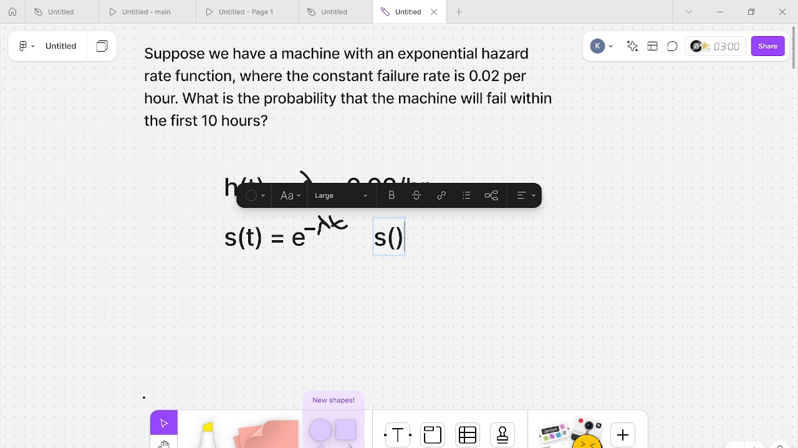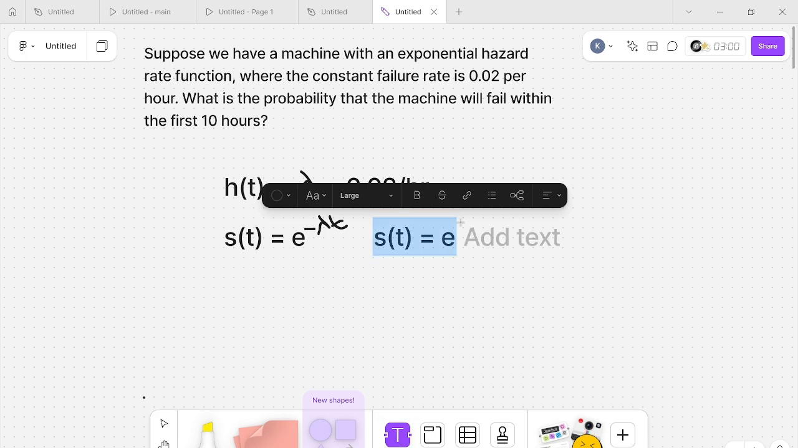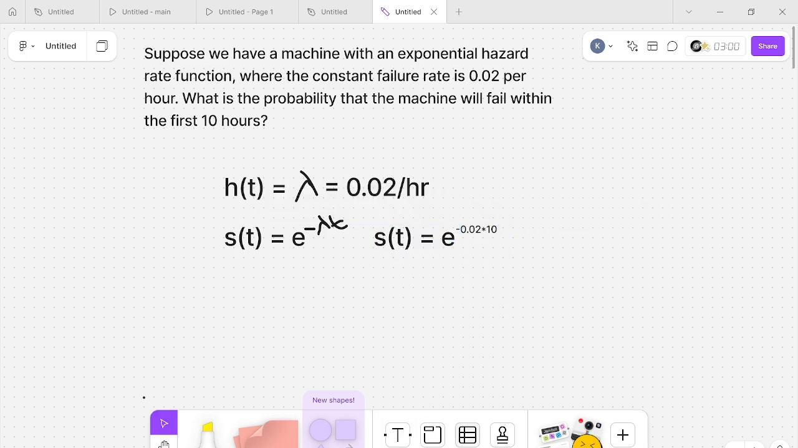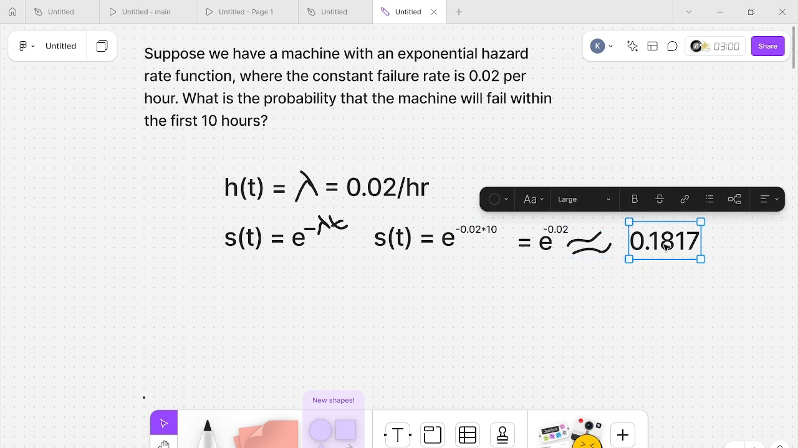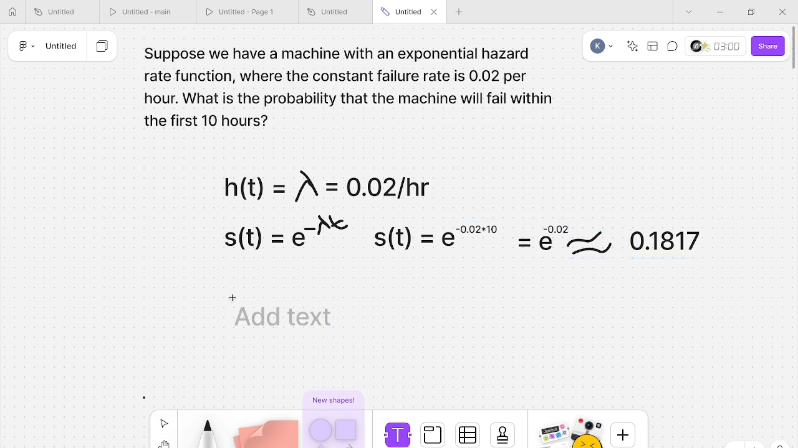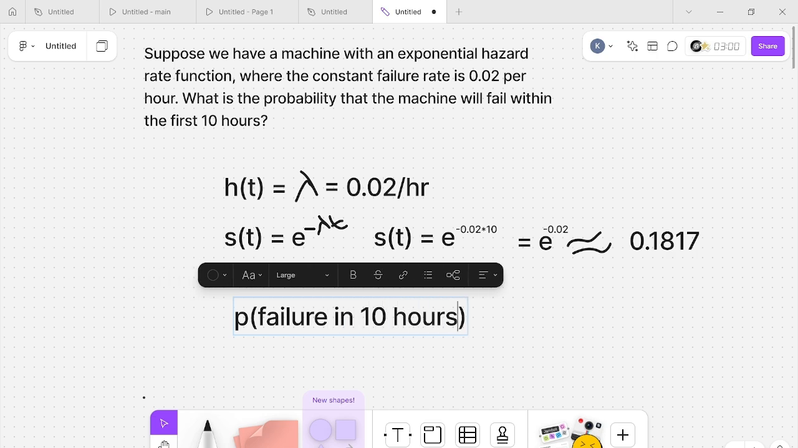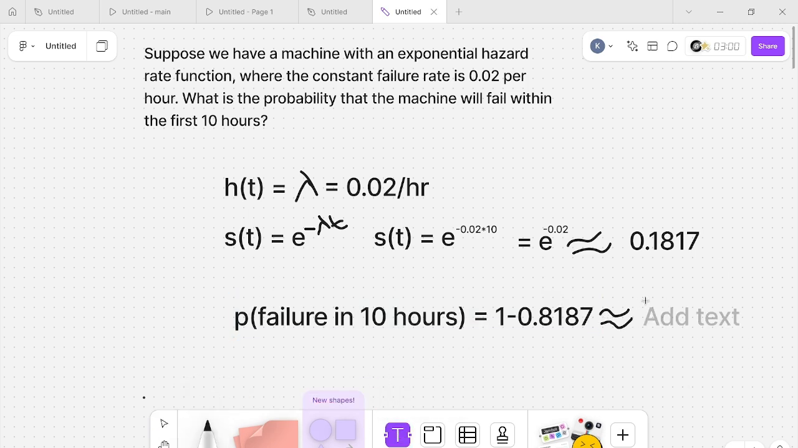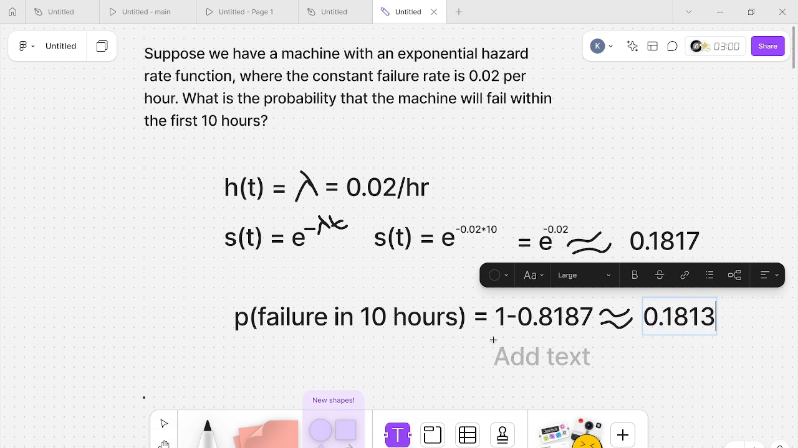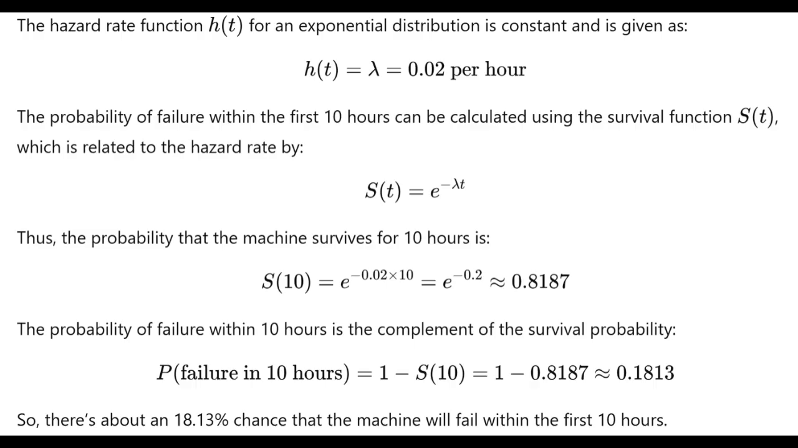For this example, we want to find S(10), the probability the machine survives for 10 hours. Now we plug in the values. This tells us that there is about an 81.87% chance that the machine will survive for the full 10 hours. To find the probability that the machine will fail within 10 hours, we take the complement of the survival probability. So we subtract the survival probability from 1. That means there is an 18.13% chance that the machine will fail within the first 10 hours.